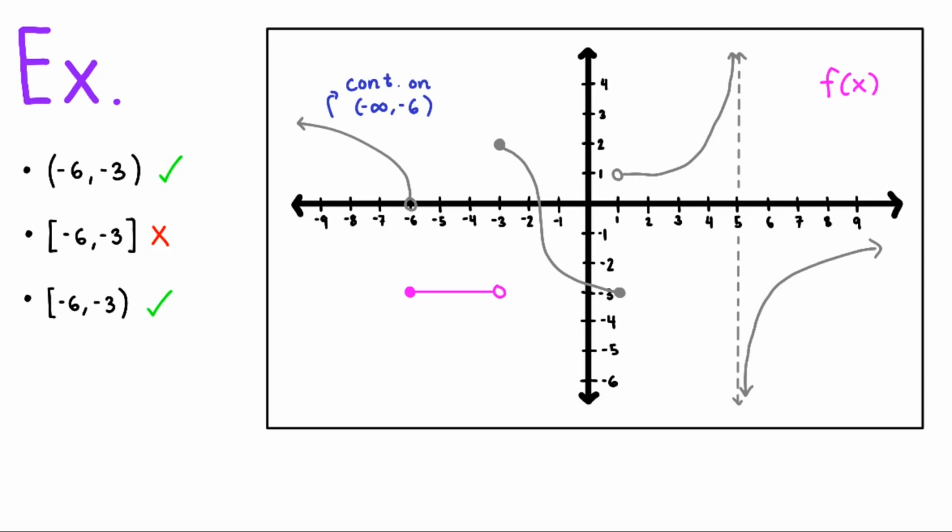So we say that f is continuous out here. And in fact, for this part of the curve, it is continuous on this interval. So this is the interval where this part of the graph is continuous. So we'll have this.